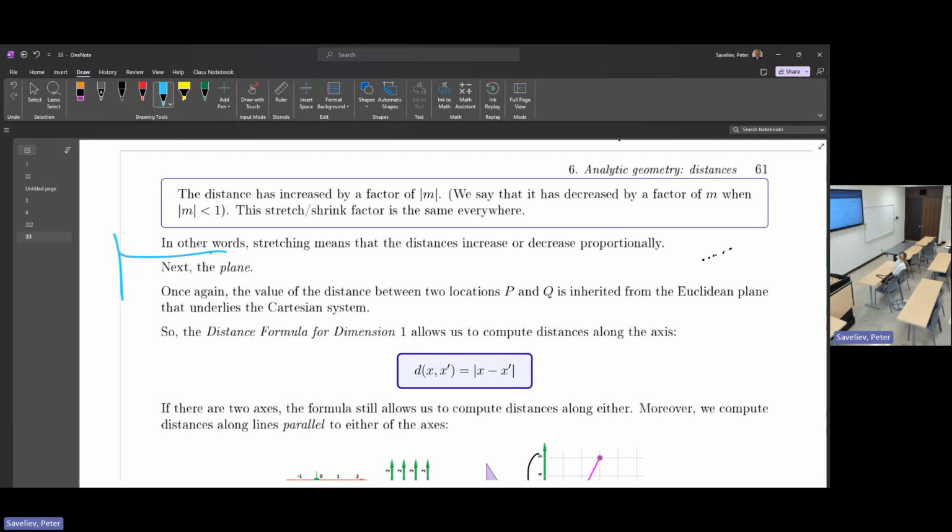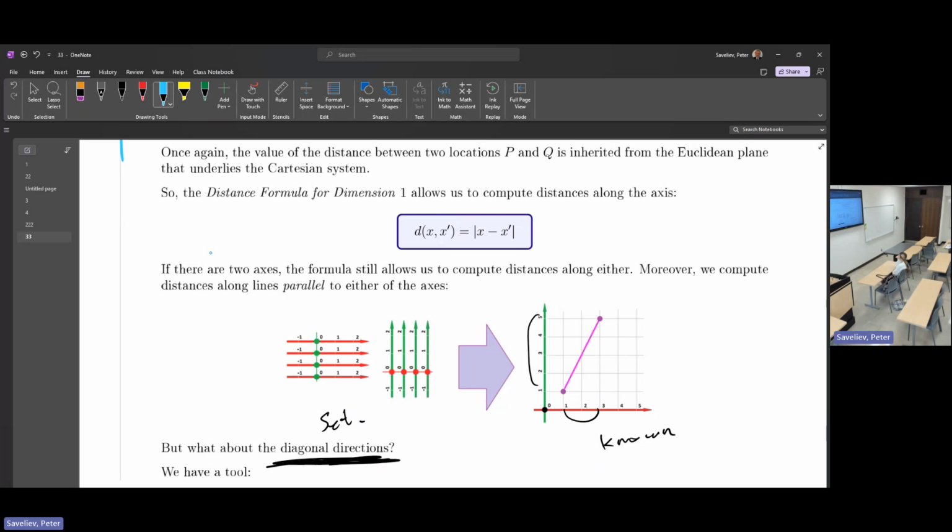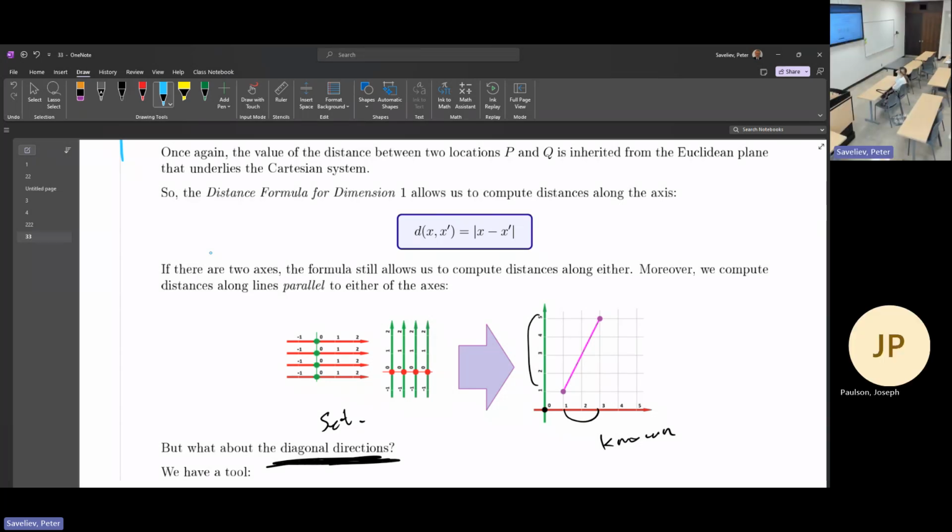So last time we did dimension one, and the current one is numbers. If you know the two coordinates of two points, then you subtract, take the absolute value. That's your distance. Now as we're moving on to dimension two, we're looking at the Cartesian system. The vertical and horizontal directions taken separately have been solved, so we can just use that formula for horizontal and vertical distances.